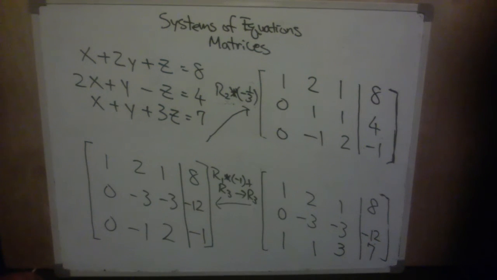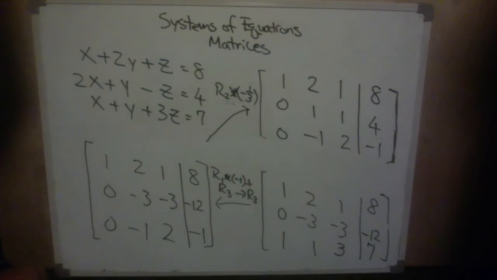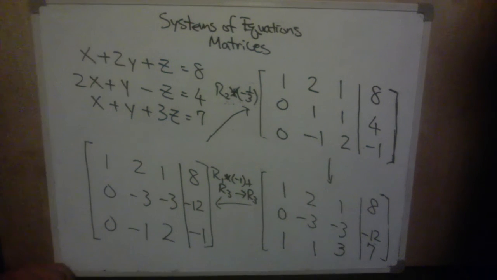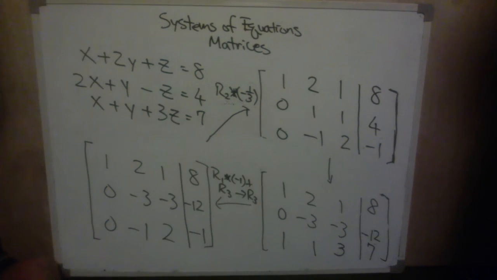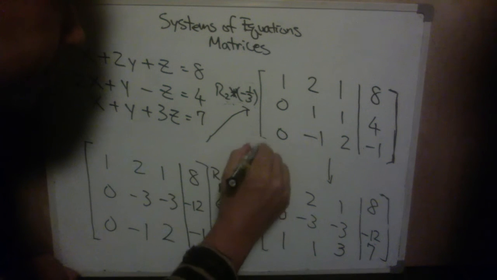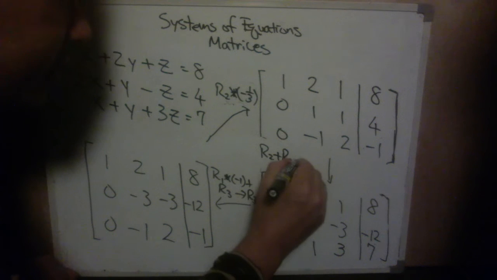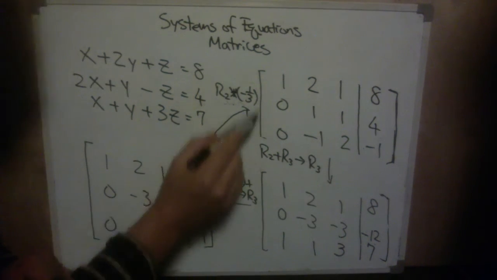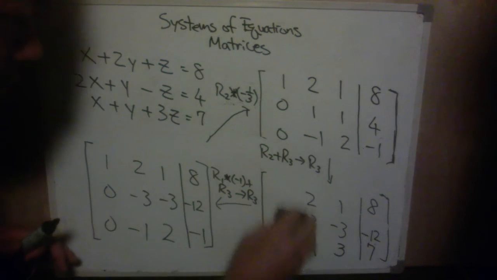The next thing I want to do is make this -1 equal to 0. So what I can do is take row 2 and add it to row 3, and that's going to be my new row 3: row 2 plus row 3. Row 1 stays the same, row 2 stays the same this time. So let's write that down here.